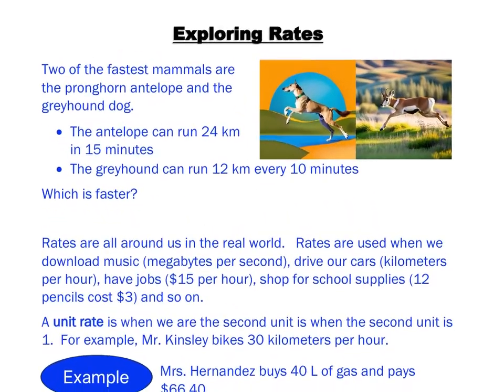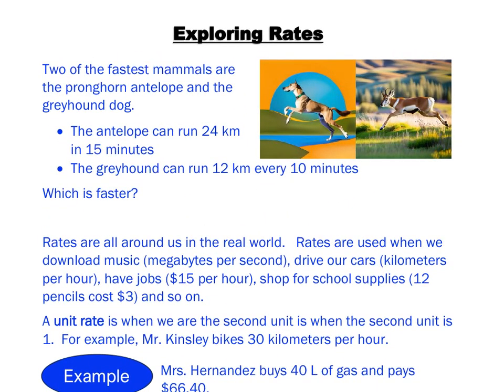In today's lesson, we're going to be looking at exploring rates. Two of the fastest mammals are the pronghorn antelope and the greyhound dog. The antelope can run 24 kilometers in 15 minutes, and the greyhound can run 12 kilometers every 10 minutes. Which one can run faster?